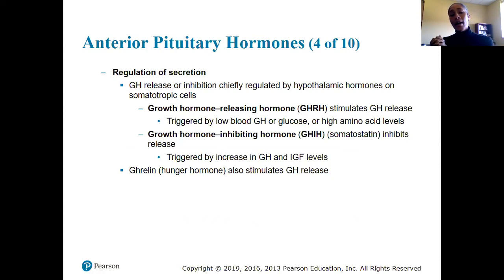Because we are talking about a hormone that is going to be released from the anterior pituitary gland, we're going to need a releasing hormone from the hypothalamus. So for the growth hormone, we have the growth hormone releasing hormone, and then we're going to need an inhibiting hormone to shut off this hormone when needed. And so we have the growth hormone inhibiting hormone.